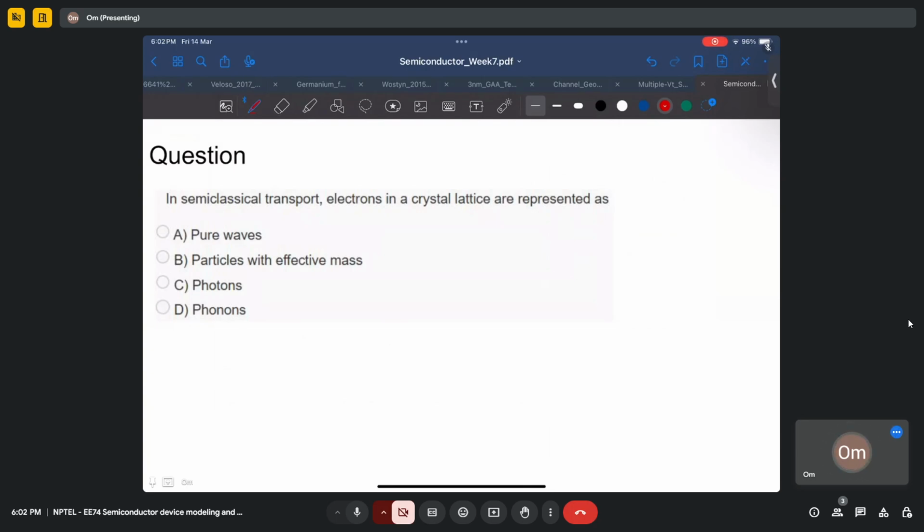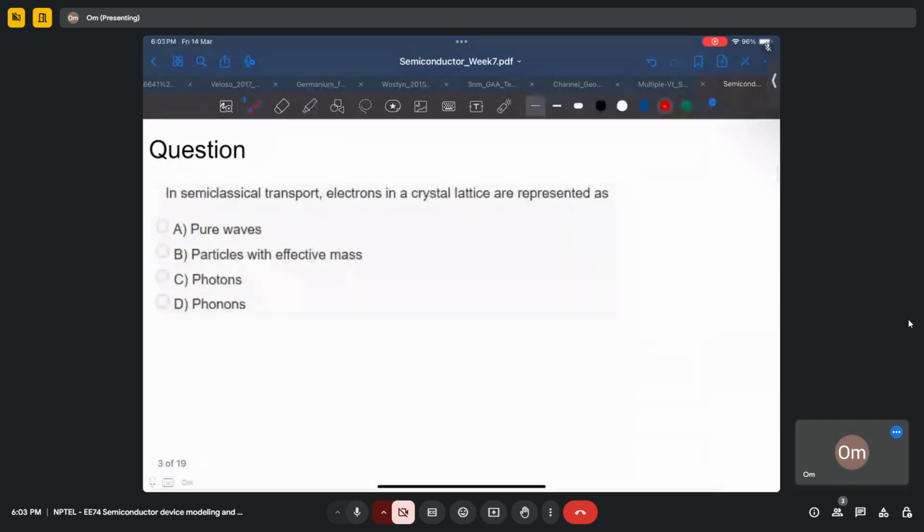So let's start. The first question is, in semi-classical transport, electrons in a crystal lattice are represented as. So when we are assuming some E-k, here we consider the wave nature of the particle by solving the proper Schrodinger equation. But for semi-classical transport, we assume the electron as a particle with some effective mass m star, and we say that this m star has inscribed all its wave nature, and then we use Newton's laws to calculate the transport. So in this way, the wave nature is considered only through the effective mass. That is why it is called semi-classical transport.